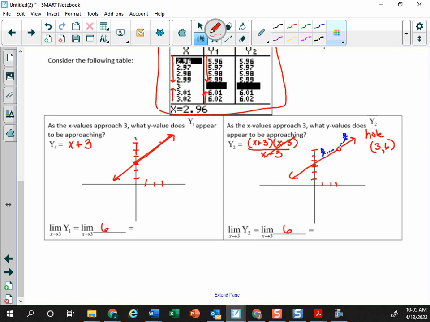Are we okay with that? There can be a hole and you still have a limit. Okay.